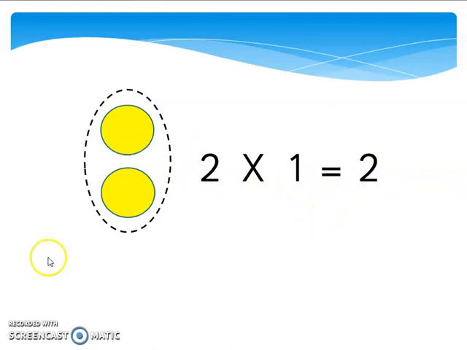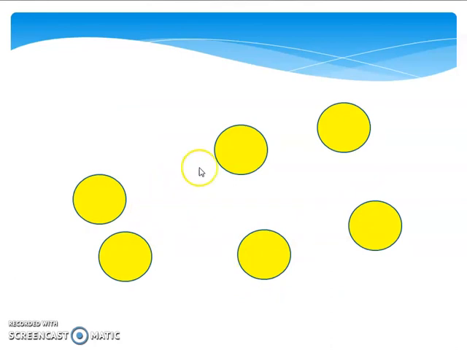Good job, students. I hope you have understood how to do multiplication, first by making set of 2's, and then you will count how many objects you have in your sets and you will write the answer. Dear students, for further practice, let us do another activity. In this activity, as you can see, again I have circles. Can you tell me what we will do with these circles to do the multiplication?